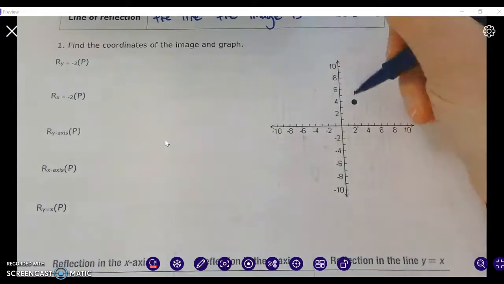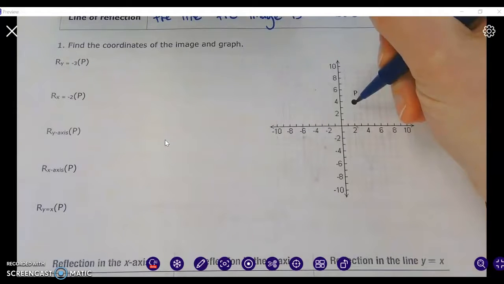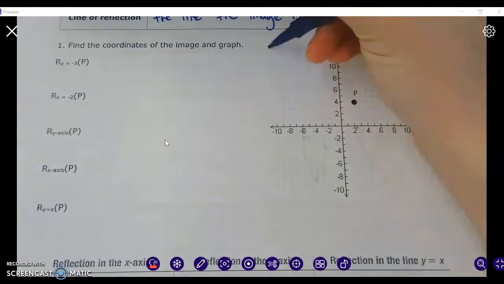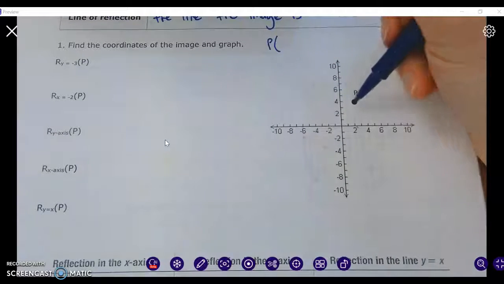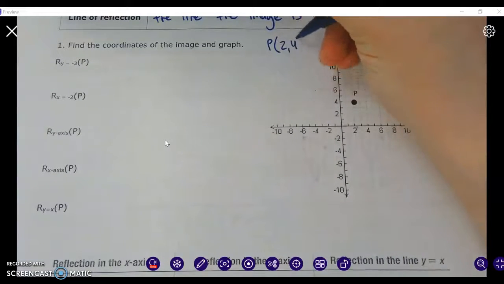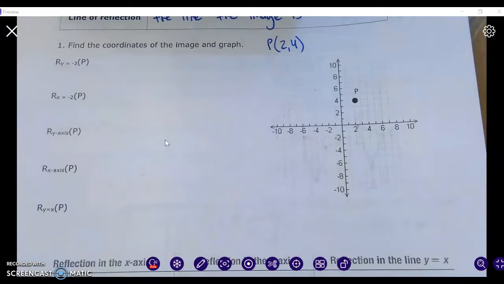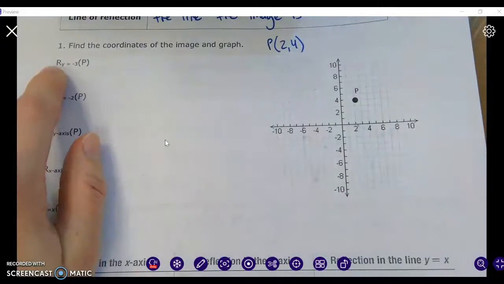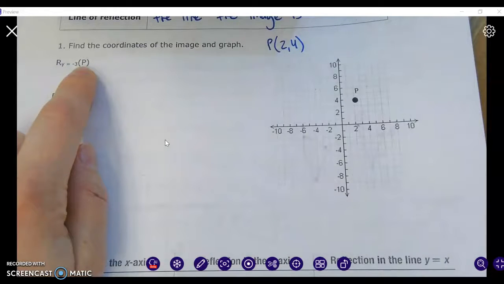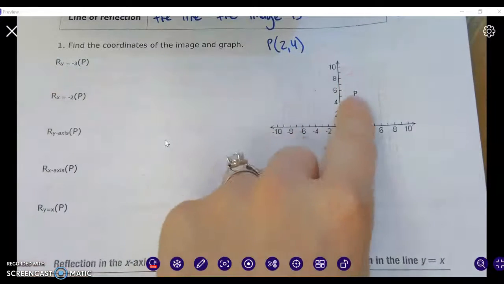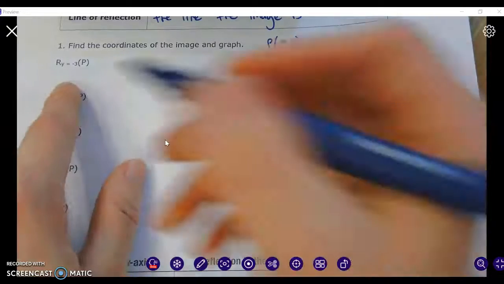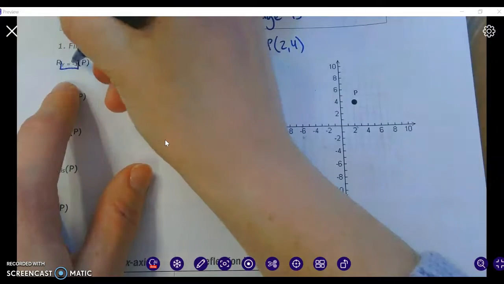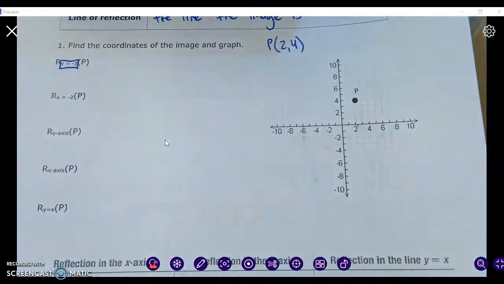All right, so with example 1, we are going to start with point P. Point P is at what coordinate? Where is this at? Okay, so that's at 2, 4. So this R in this notation just means a reflection. Where do you think this P came from? On the P. Right. This is just what we're reflecting. Now, this little portion here, that is the line that we are going to flip our shape over.